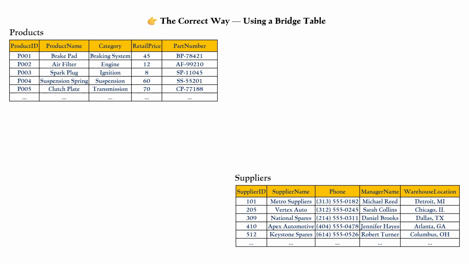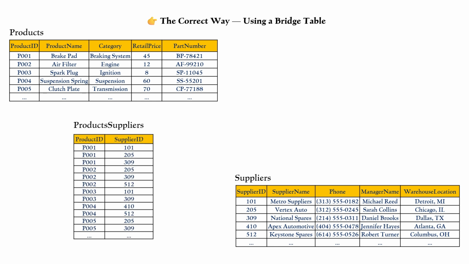Instead of trying to handle this many-to-many relationship directly between these two tables and creating more issues, we introduce a new table in between. This is what we call a junction table, often referred to as a bridge table or associative table in database design. This table does not store product details or supplier details. Those continue to remain in their respective tables. Instead, this new table contains the foreign keys referencing both product and supplier.